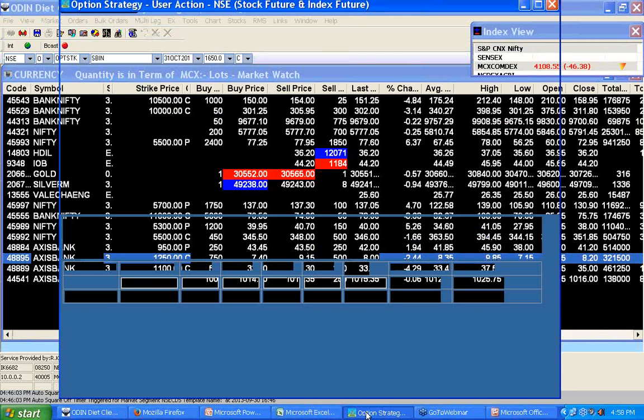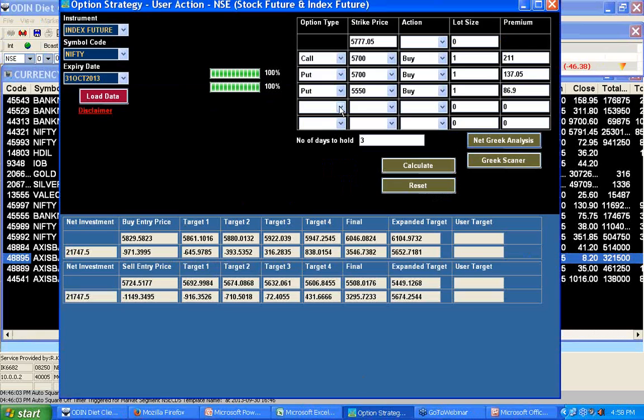So with the strategy builder, all in all, you can form any 5-leg strategy with any actions of buy and sell. It can give you the real target levels in your holding period and your anticipated profits and losses in that holding period. It can give you the net Greek analysis, and also a Greek scanner, which will help you to form a Greek neutral strategy.